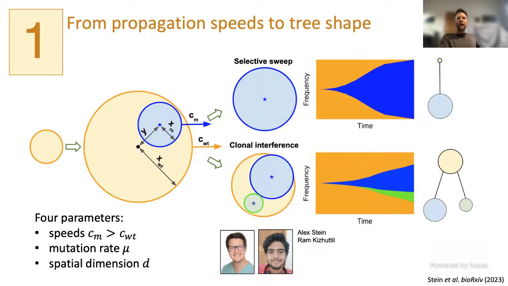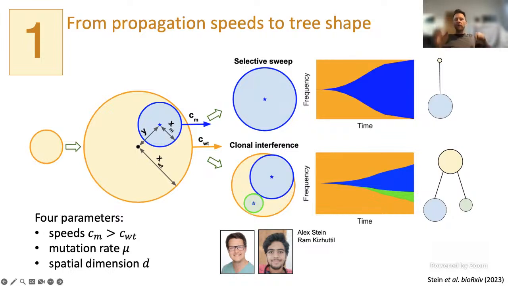And the question then is, how likely is it we get a selective sweep, so the blue type completely replacing the yellow, versus the alternative, which is that another mutation, a green one here, occurs within the wild type and survives before the blue one can attain a sweep. And then what we get is what's called clonal interference. The two mutants compete with each other, and you're more likely to get a branched tree in that case, as shown on the right here, than a linear tree, which is what you inevitably get in the case of the selective sweep.